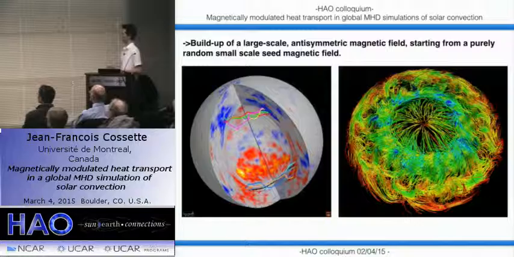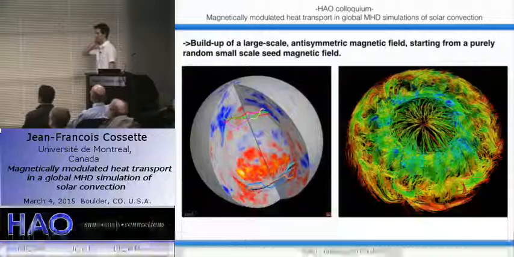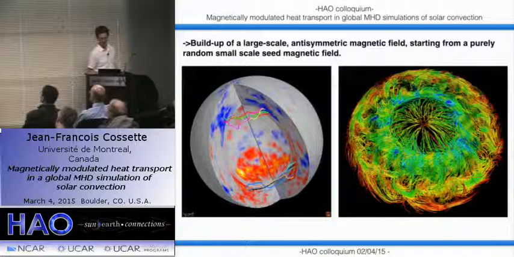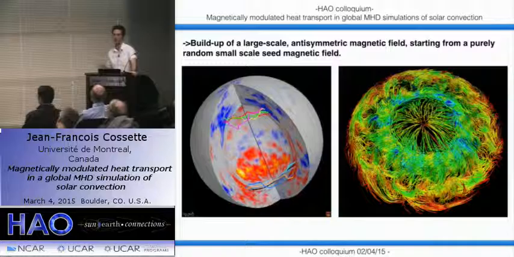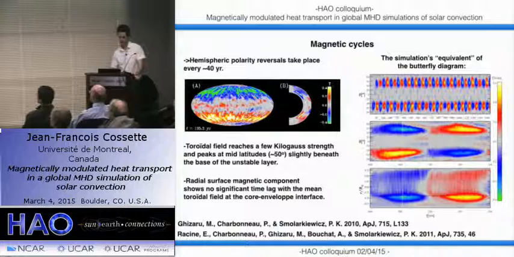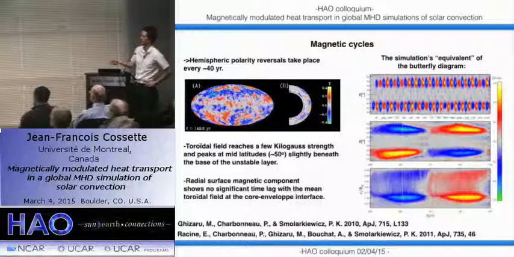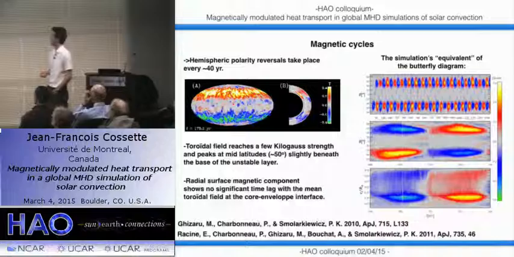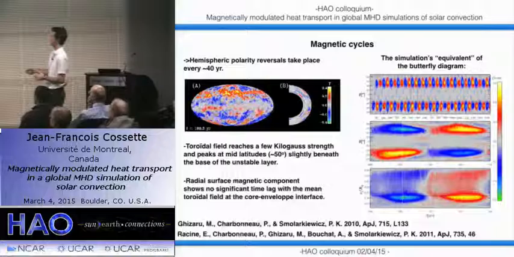Those simulations are initialized with a small-scale magnetic field, which eventually builds up to a large-scale toroidal component, which peaks slightly beneath the interface of the stable layer and the convectively unstable layer. Here is a contour map of the toroidal component of the magnetic field. We have those high latitude ridges that are generated. And this is a time series of the toroidal component, which shows the polarity reversals, which here occur on a period of 40 years.